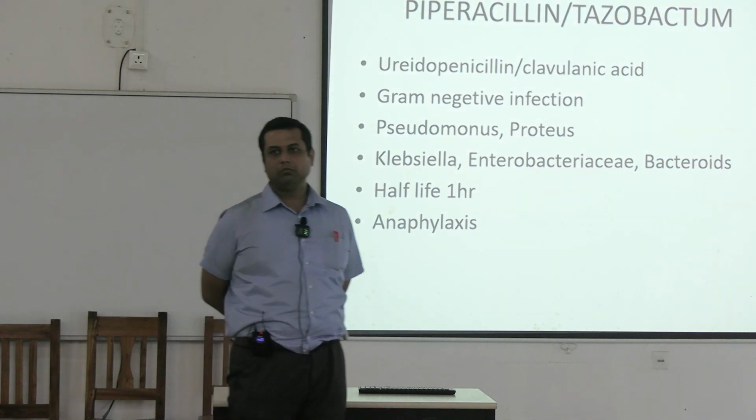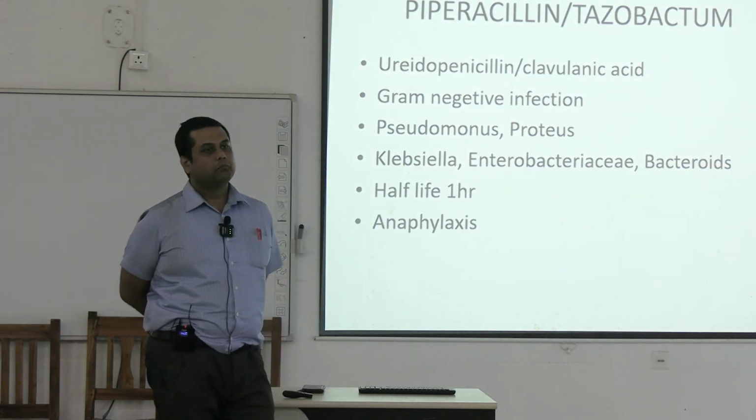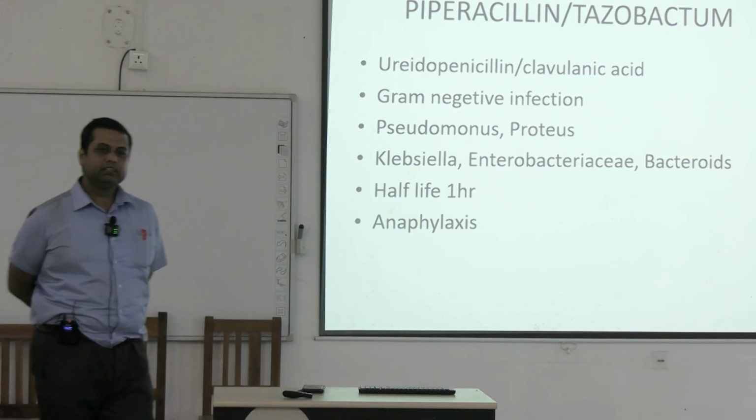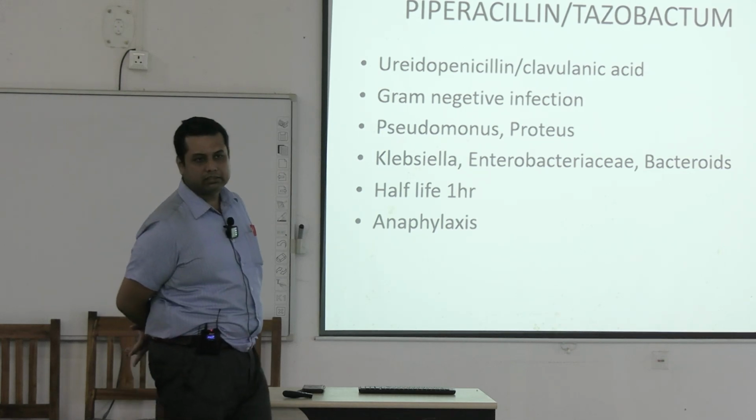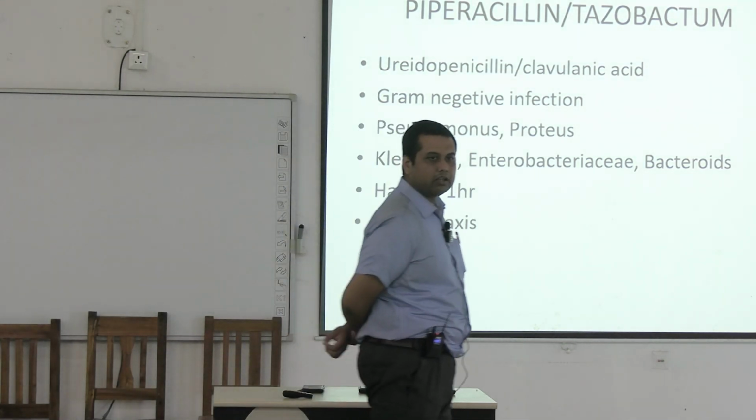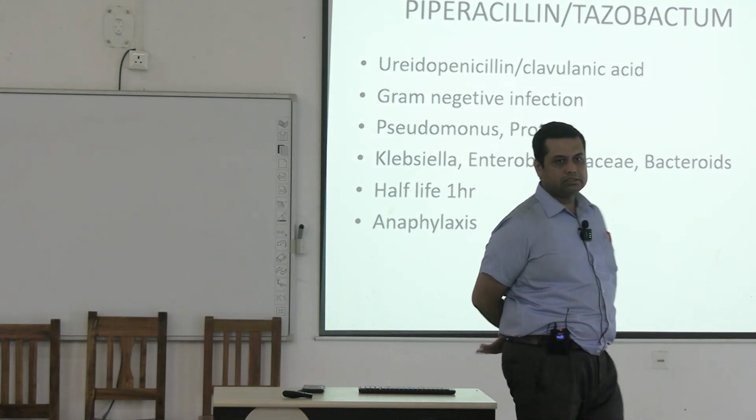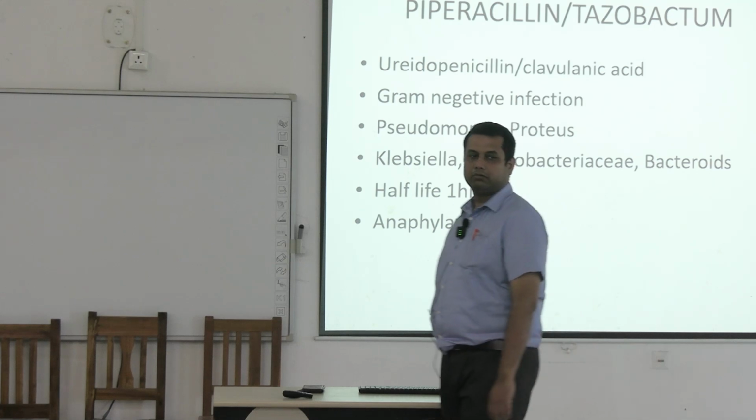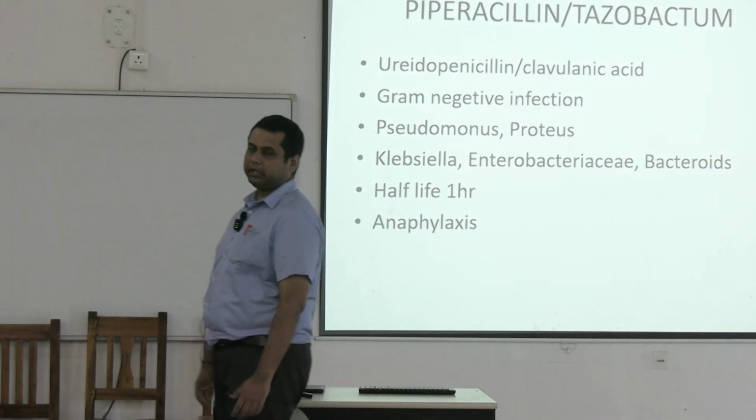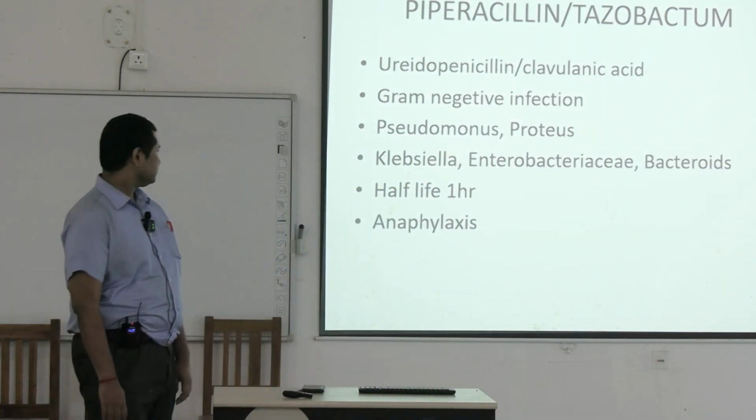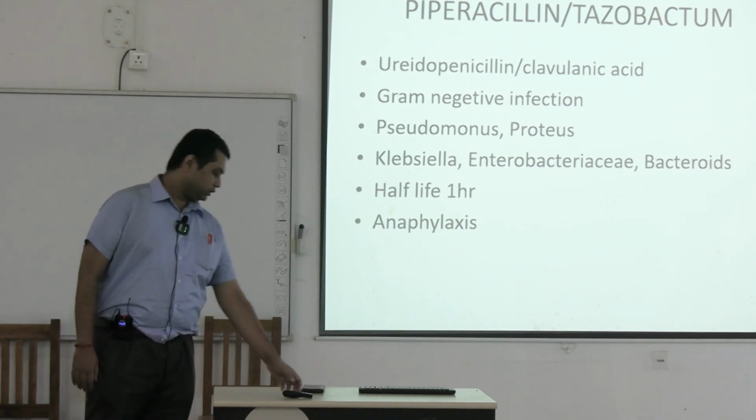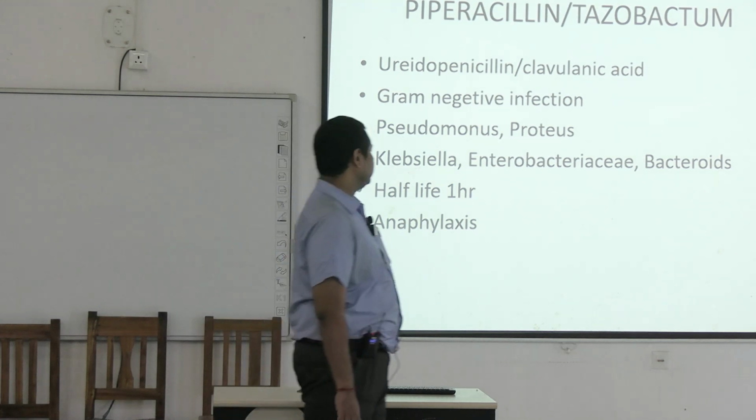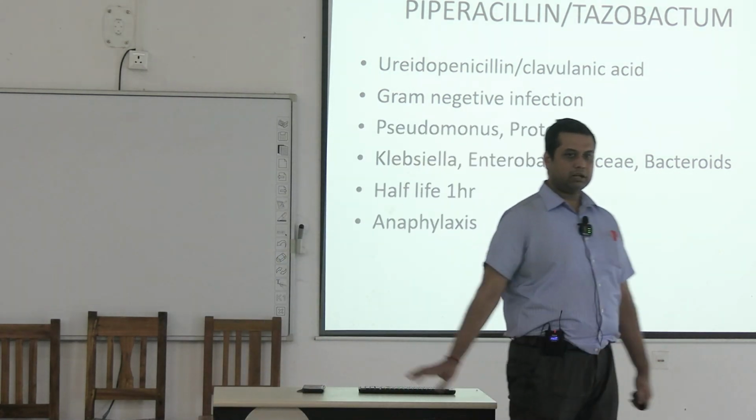The most common method of resistance is producing beta-lactamase enzyme. So, when there is beta-lactamase enzyme, this clavulanic acid binds to this beta-lactamase enzyme, thereby increasing the effective concentration of the beta-lactam antibiotic, and there will be better action on the bacteria. So, it is active against gram-negative infection. Gram-negative infections means all gram-negative infection.